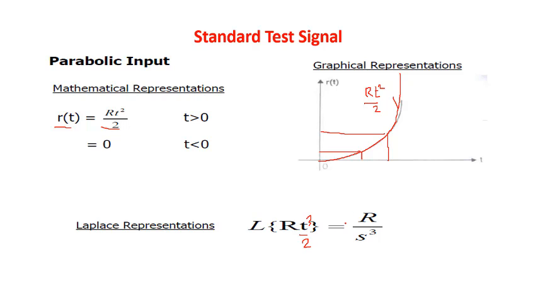We know the Laplace transform of t square is 2 factorial divided by s to the power n plus 1. So the 2 gets cancelled, and it will be 1 divided by s to the power n plus 1. N is here 2, so 2 plus 1 is 3, hence it is R divided by s cube. So this is the Laplace transform representation for a parabolic type of input.